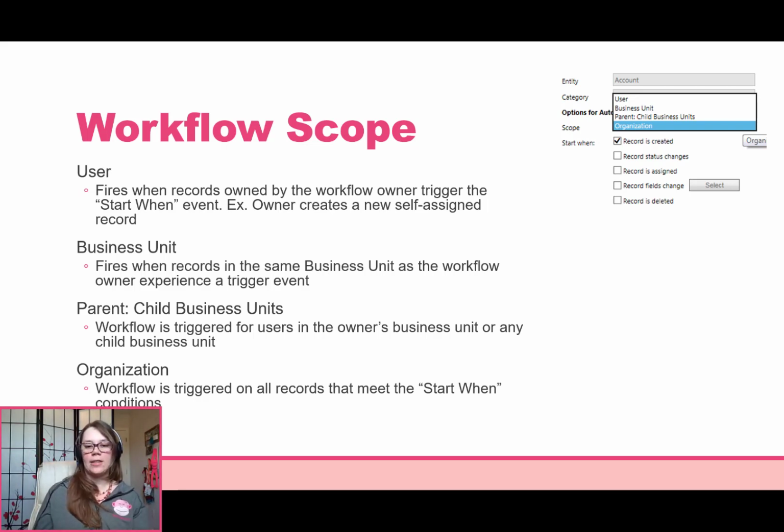And then, of course, our last option is organization, which means it's going to trigger for all records when they meet that start when condition. This is generally, as I said, what people are using because a lot of times you do want to make sure that your automation is consistent. You don't want one salesperson handling things one way and somebody else handling it another way. Also, we probably have workflows related to data quality, which is going to apply to everyone across the whole organization.